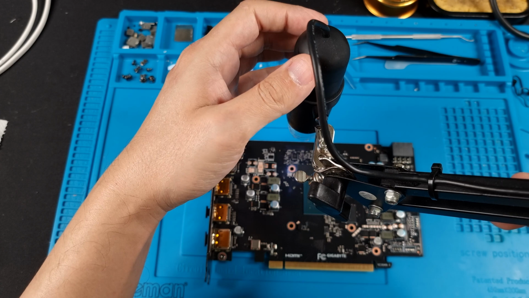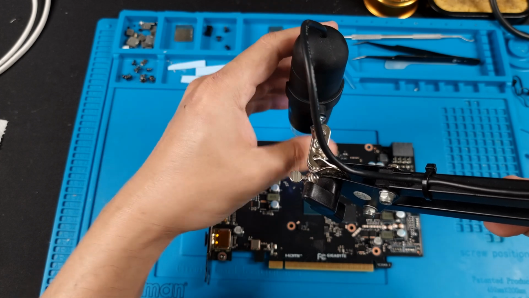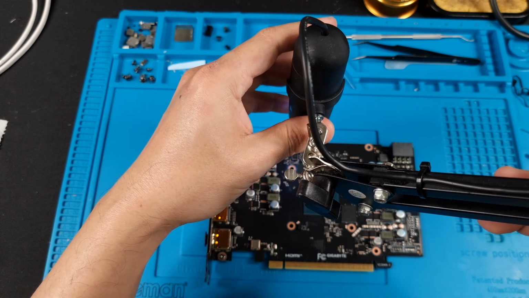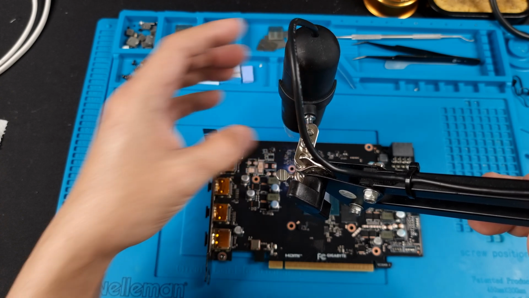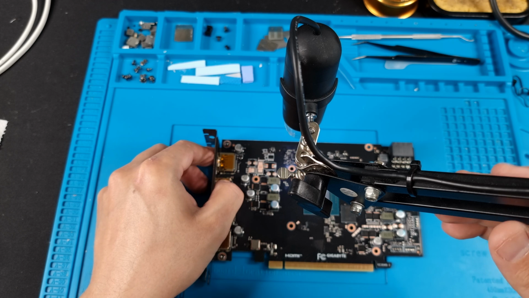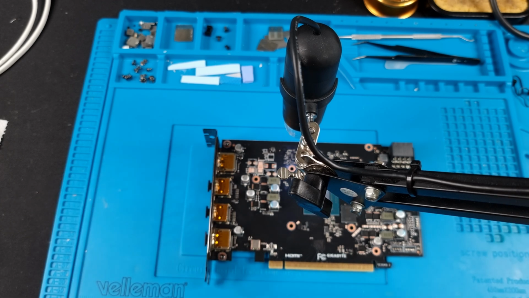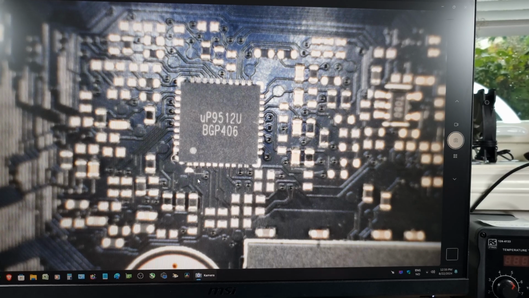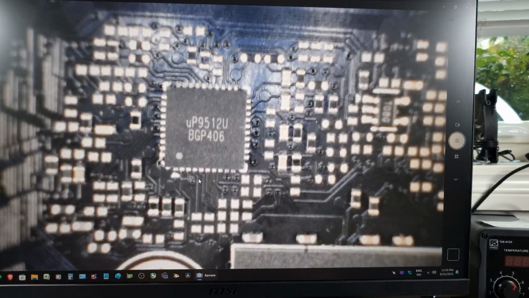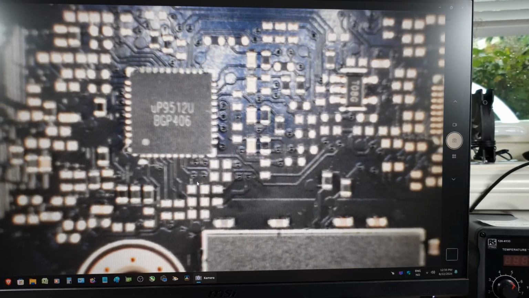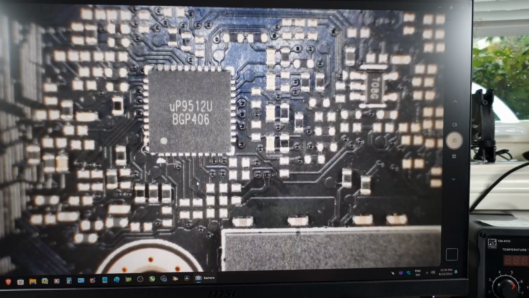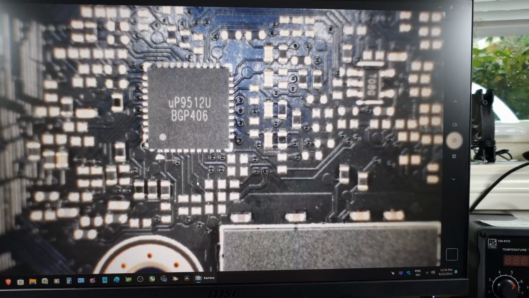Let's see. It looks like the power monitoring controller that they're using here is a UP9512U. I have seen this controller. Actually, let me raise up the camera here. And it's a very common controller, actually. Nothing special about it, other than I have seen them blown up.